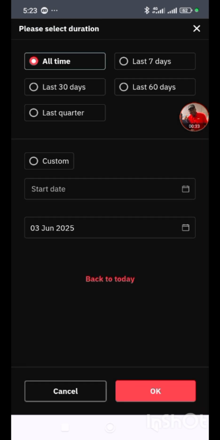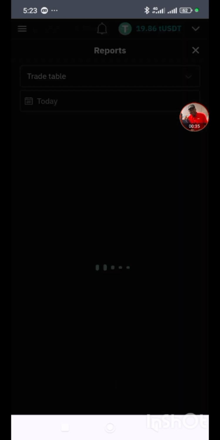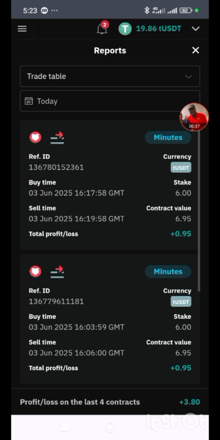So let's see today's trade. You can see today already I've made like $3.8, and I've done four trades. So I want to show you how I did these trades. I did them with the same signal setup.